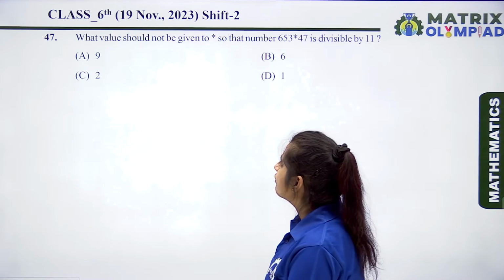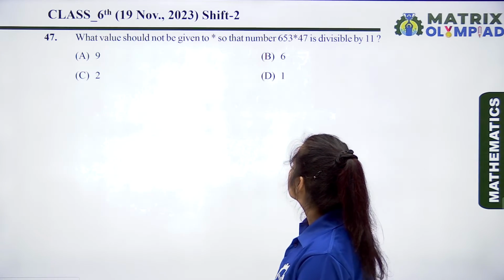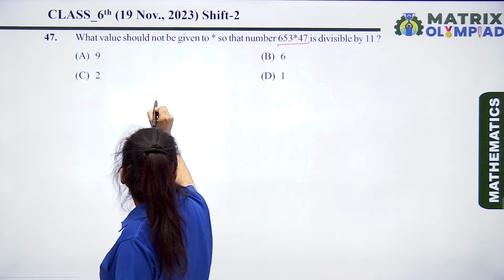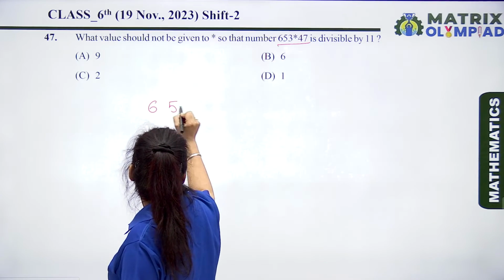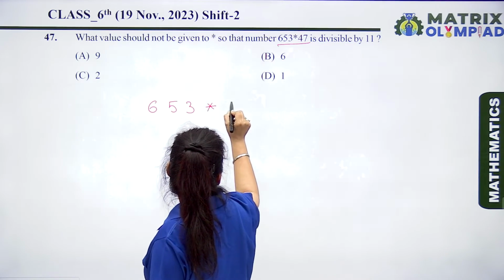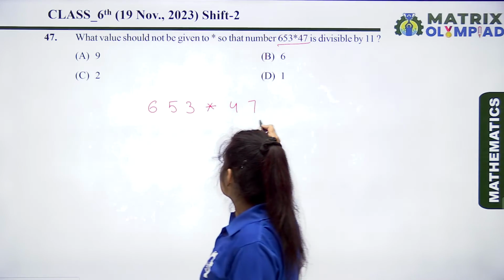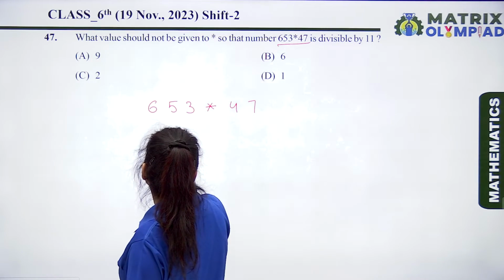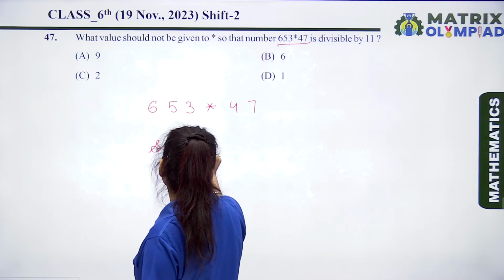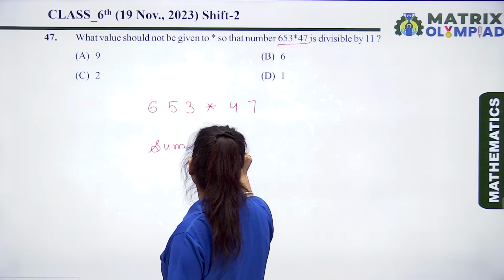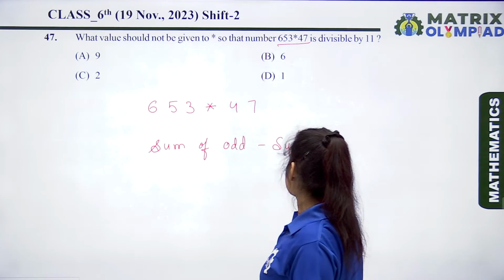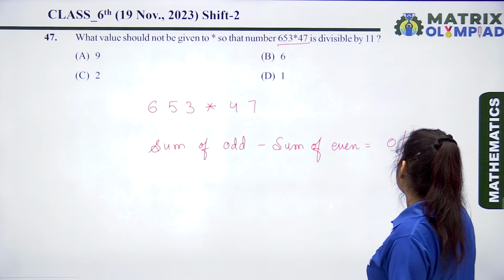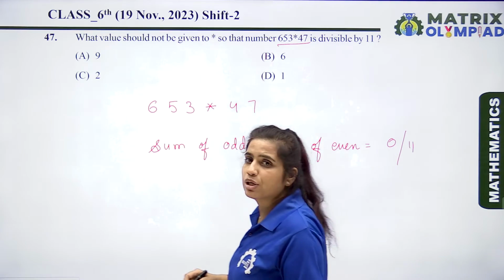Question number 47. What value should not be given to star so that this number is divisible by 11? So let's find out the value of star. So here the divisibility rule of 11 is sum of odd minus sum of even. That should give either 0 or 11, a multiple of 11.